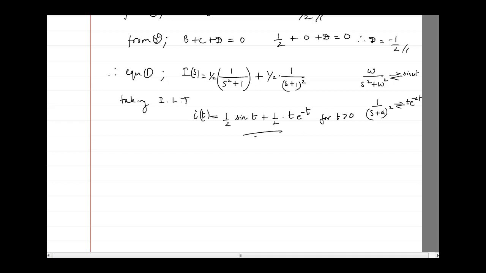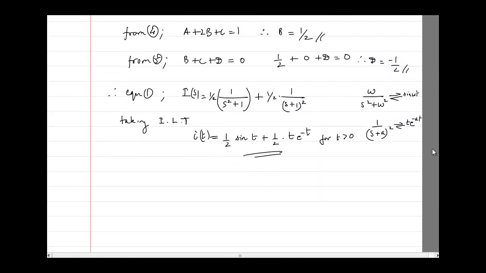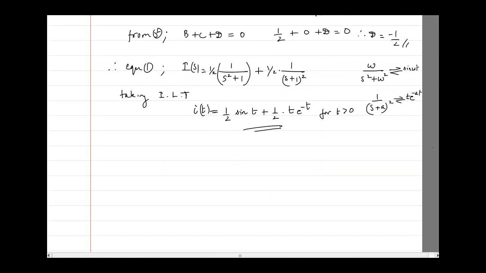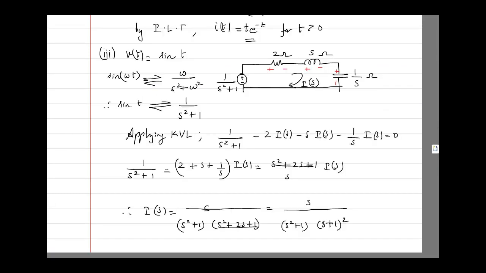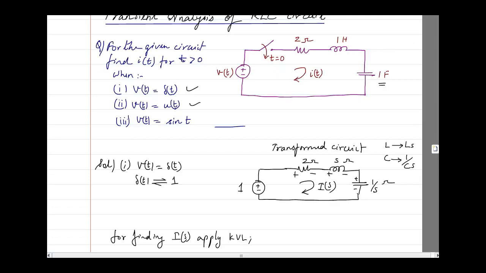So this is the third question that we had to do. And again, you can see that every time our method of solving is, you first draw the transform circuit, then using KVL or KCL find the value of I of S, and then use partial fraction and then Laplace inverse transform to find I of t. So that is basically what we do every time.